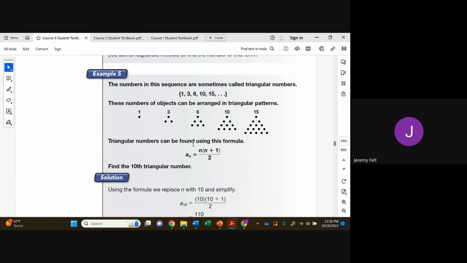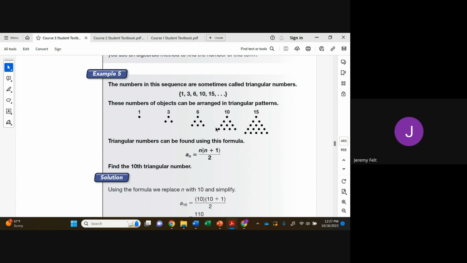But triangular numbers can be found using this formula. A of n equals n times n plus 1, divided by 2. So if we had a of 1, 1 times 2 divided by 2 is just 1. If we had 2, the number of the sequence, well, 2 times 2 plus 1, which is 3. 2 times 3 is 6, divided by 2 is 3. And then we put in 3. 3 times 4 is 12, divided by 2 is 6.